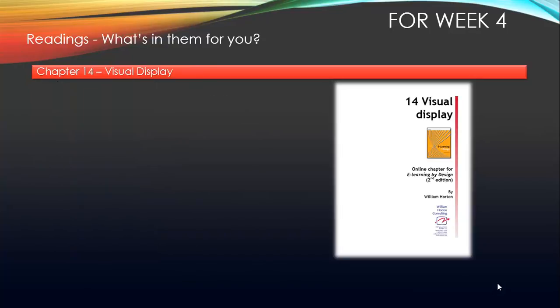And then chapter 14 will talk about visual display, and since part of your prototype is making decisions about how to display your content on the pages, you can read about things like size and number of windows, the legibility of content, layouts for the different elements on your pages, and also Unity, which is Horton's way of talking about coherence throughout your design.